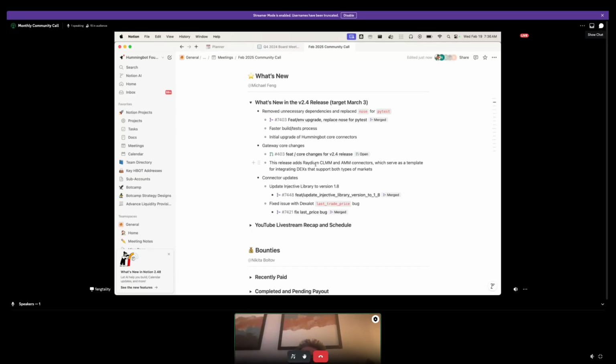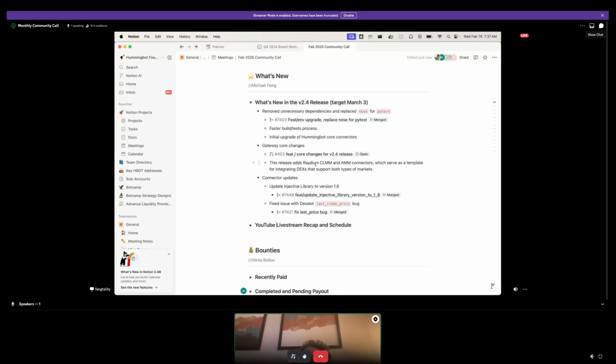Alongside of that, we're also doing a big upgrade of DEX connectors in Hummingbot. In the last release, we streamlined the gateway code base, and we added the Meteora connector. This release will add connectors to Raydium, both the standard Raydium AMM, where it's the standard Raydium pools, which we're calling AMM connectors, as well as connectors to Raydium CLMM, which stands for concentrated liquidity market making.